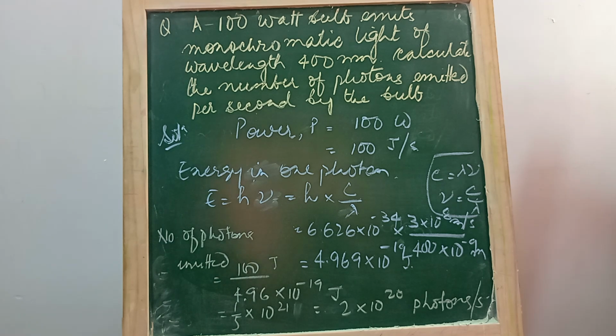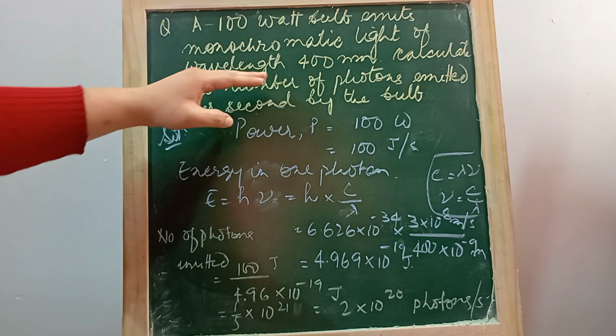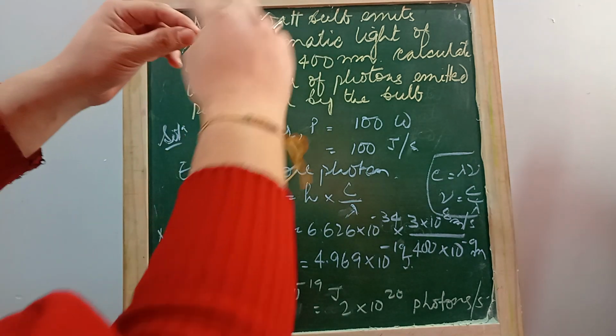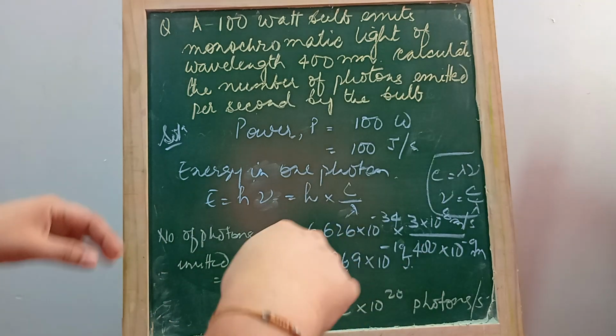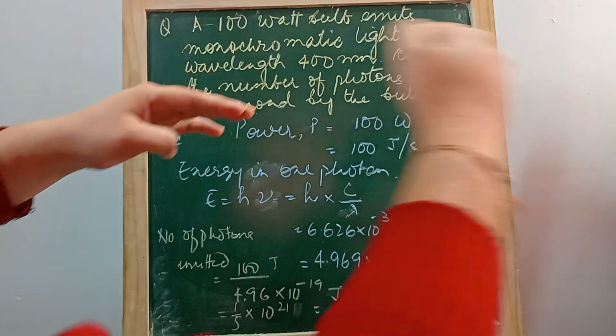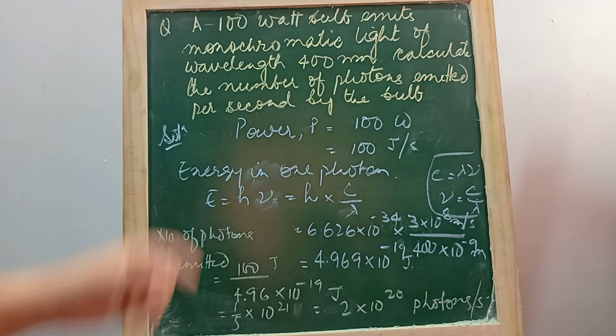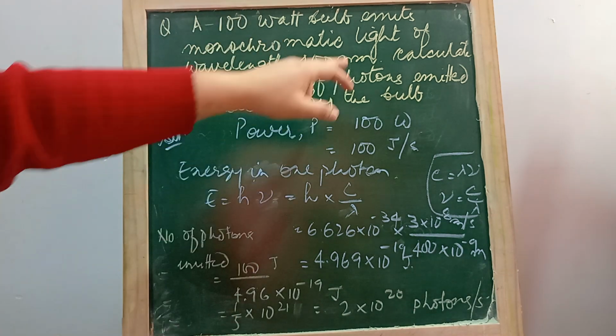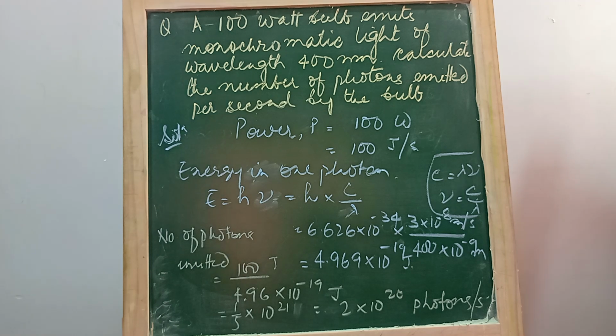What the question has given is the wavelength of the light that is emitted. The wavelength, the length of one wave, like the length from crest to crest or from trough to trough, is 400 nanometer. Nano means 10 to the power minus 9, right? So how will you solve this question?